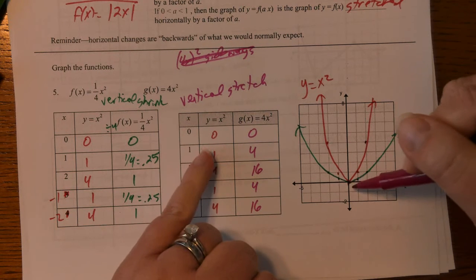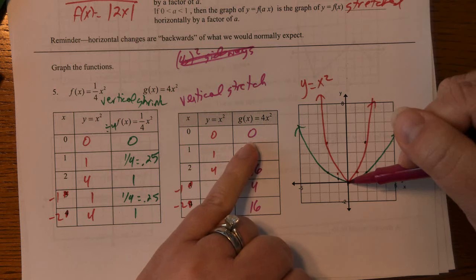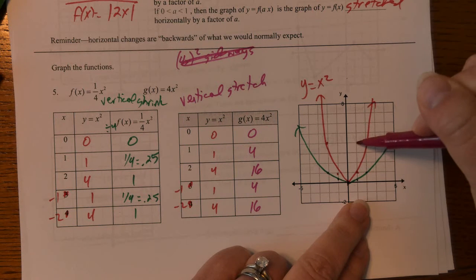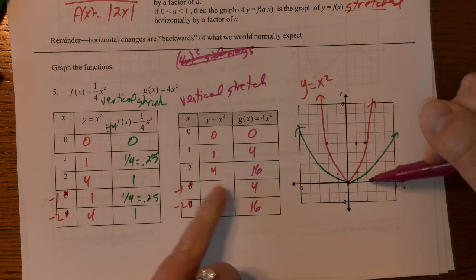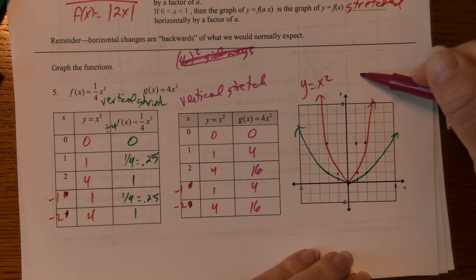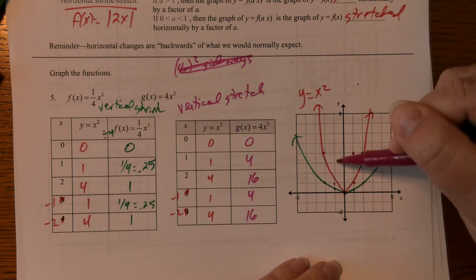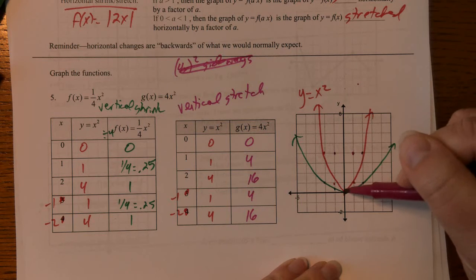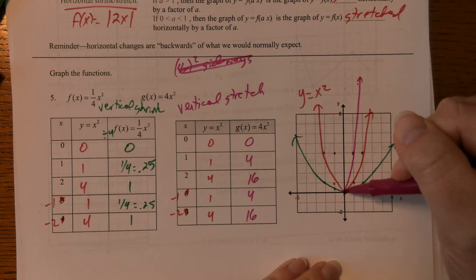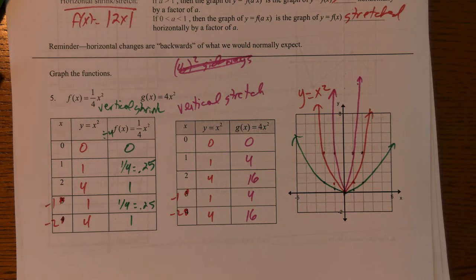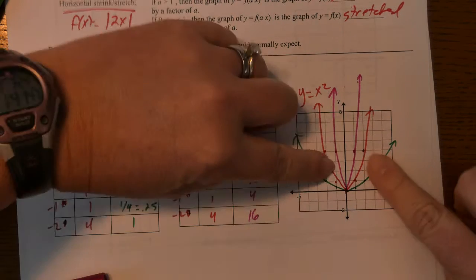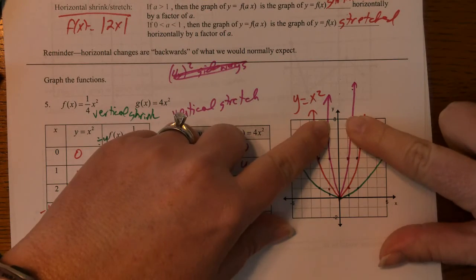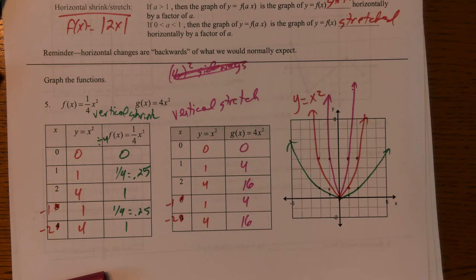So my point that used to be at 0, 0 is still at 0, 0. My point that used to be at 1, 1 is now at 1, 4. 2, 16 is way off the chart here. Negative 1, 4 is right there, and negative 2 way up here at 16. Notice how this graph has gotten very tall and skinny. We have taken that red one and pulled it tall and skinny. Okay, we stretched it out vertically.